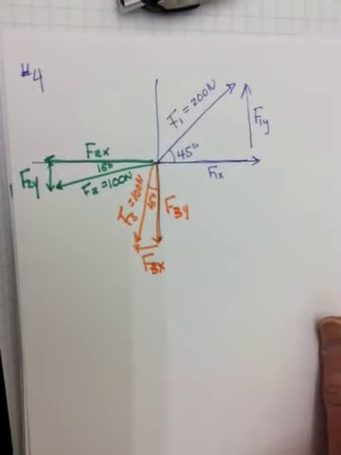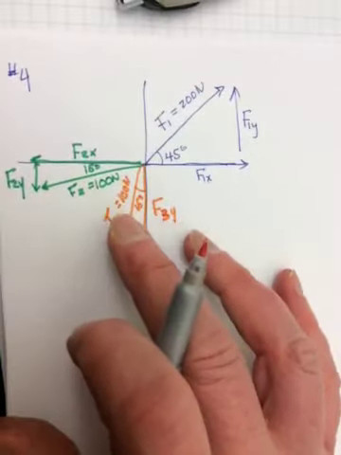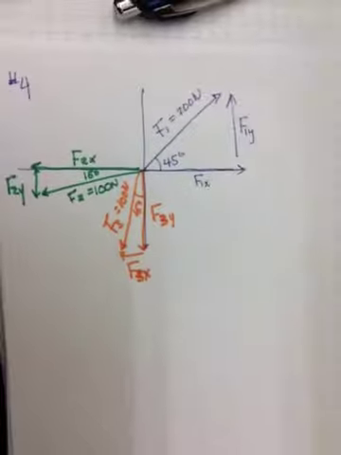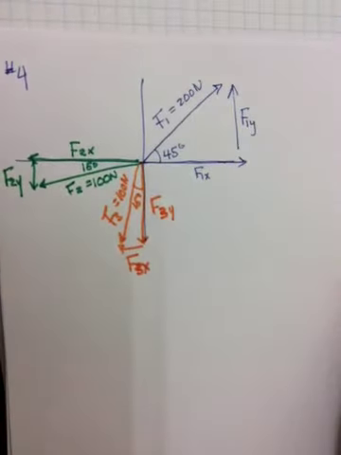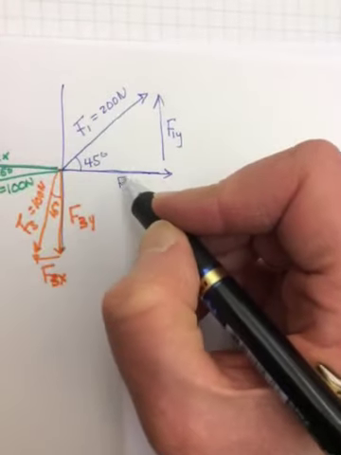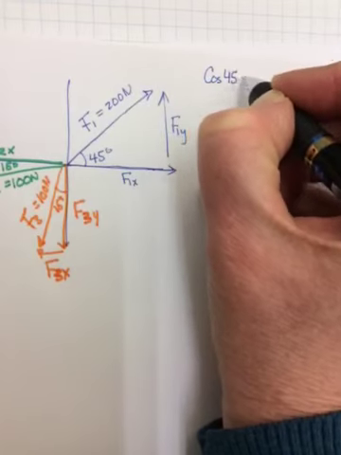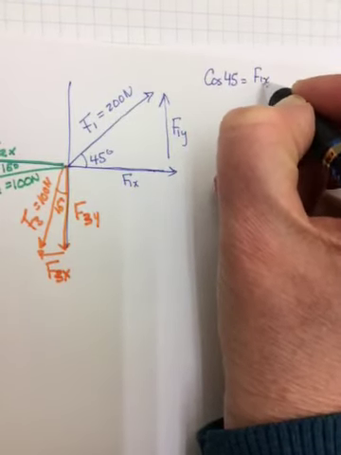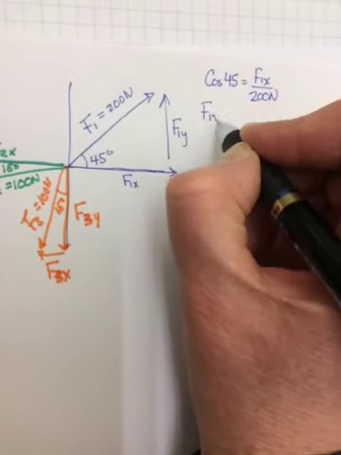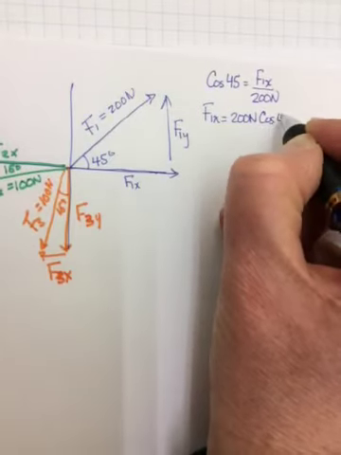Okay, so it wants the net force. To get the net force, we need to find all the forces in the x axis and then add them up, taking into account their directions, and then all the forces in the y and add them up, taking into account their directions. So starting with F1, the x is the adjacent side, so it would be cosine. So cos of 45 will equal F1x over the hypotenuse, which is 200 newtons. So F1x is equal to 200 newtons cos of 45.